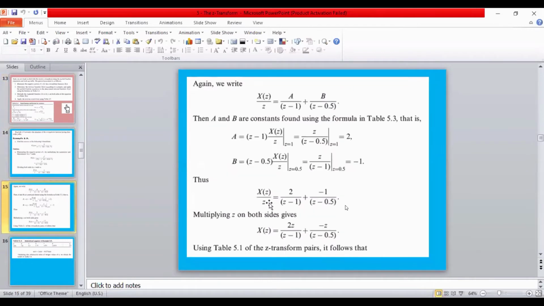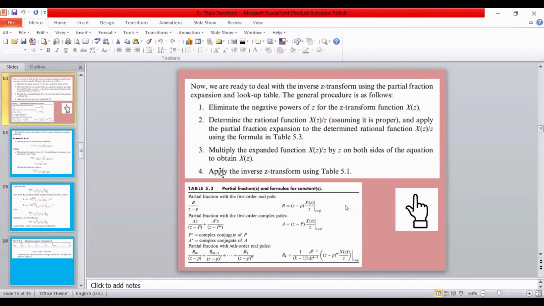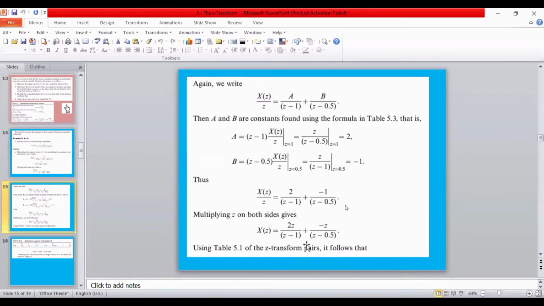We multiply everything by z to get rid of this, and so that we only have X(z) on the left-hand side. Then of course z appears here and z appears here. Right? And this is now the last step remaining to do, is to use our table 5.1, right? To do the opposite. And we recognize that this is what? This is our unit step multiplied by 2, right?